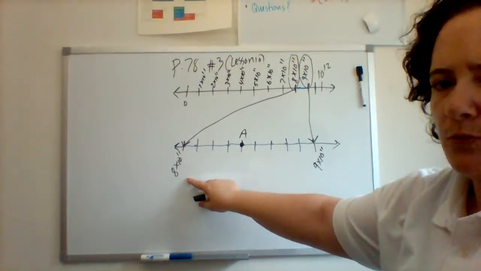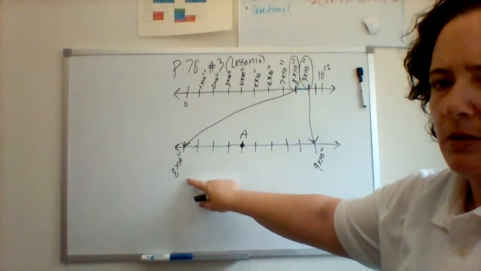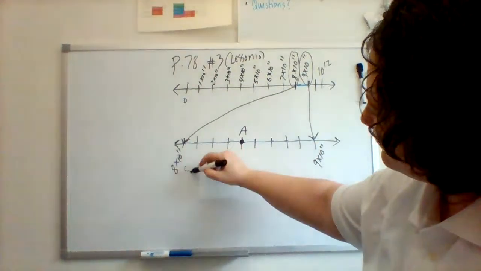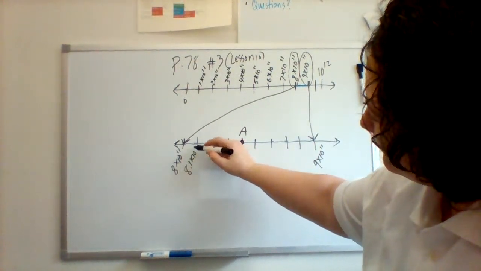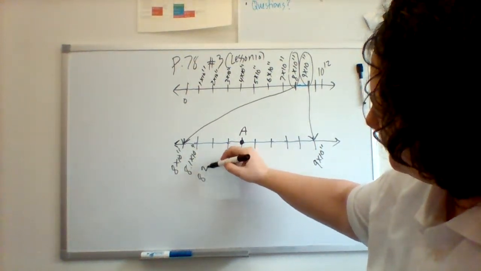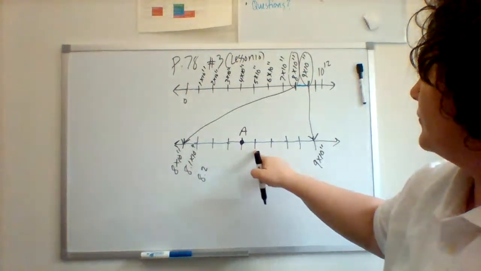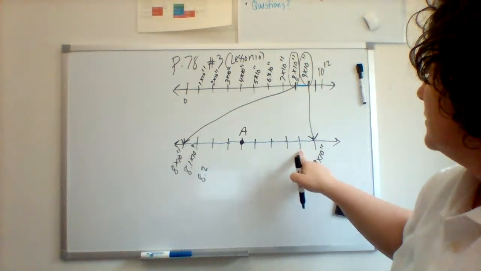One, 2, 3, 4, 5, 6, 7, 8, 9. One, 2, 3, 4, 5, 6, 7, 8, 9.